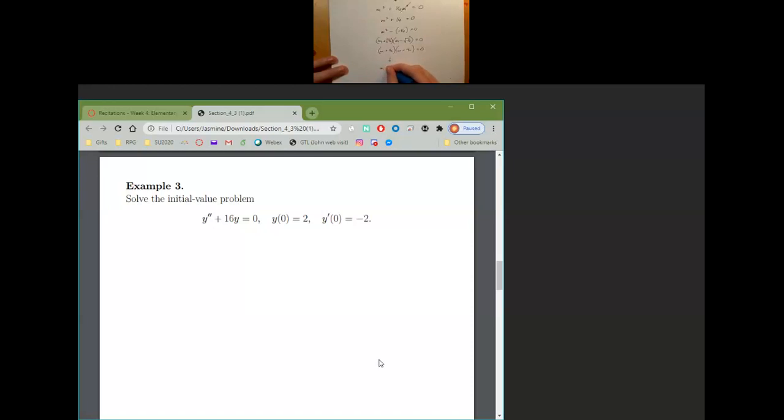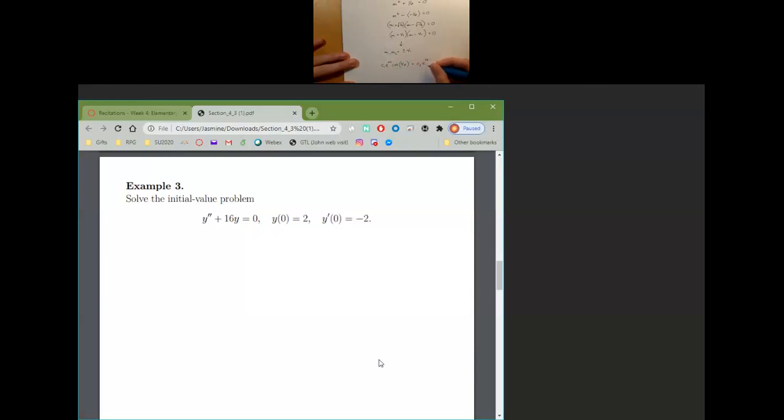So why? Because it's complex. So you have exponential to the alpha, but alpha is actually 0. So you have e to the 0 times x, the sine and the cosine. So it's c1 multiplied by cosine of 4x plus c2 multiplied by sine of 4x, I think.